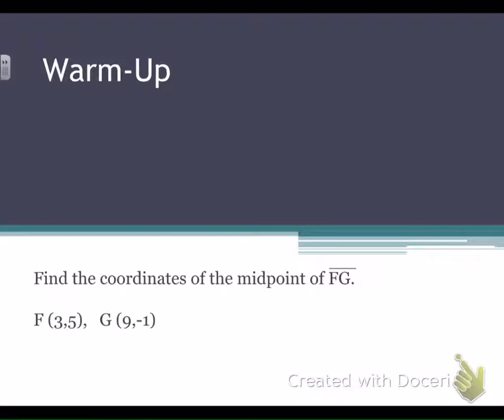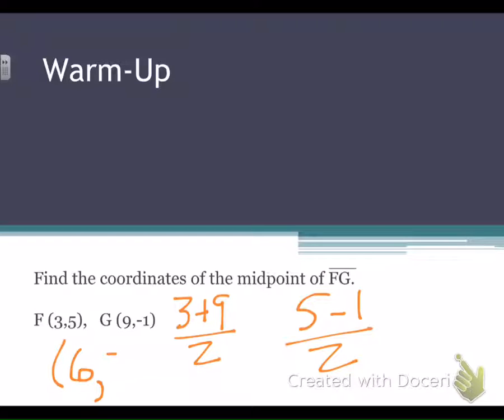What do we do? 3 plus 9. Okay. So 3 plus 9 gives us what? 12. Okay, so 12 over 2 gives us? 6. Okay, 6. And then what was our y coordinate? 2. Okay, so 5 minus 1 over 2 gives us 2. So 6 comma 2 should have been your answer.